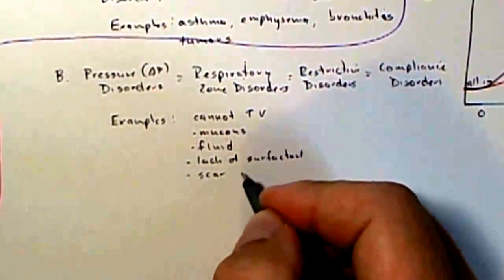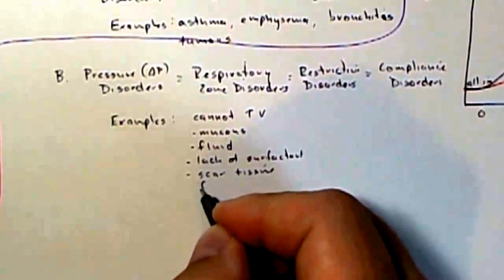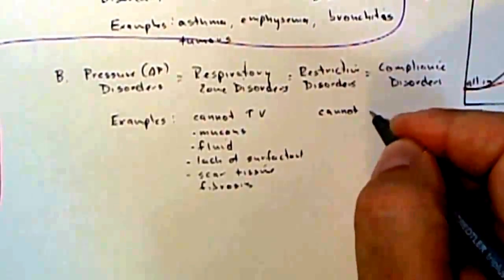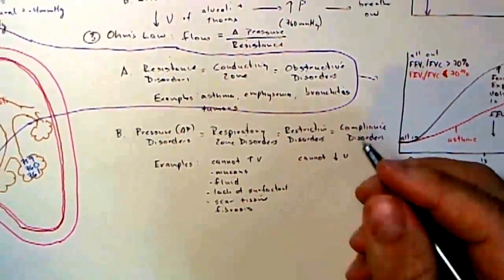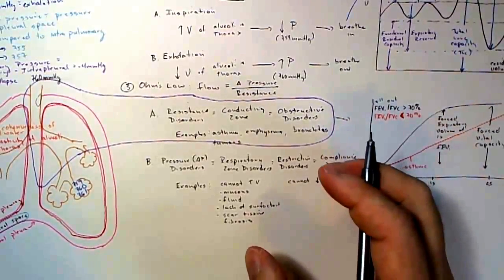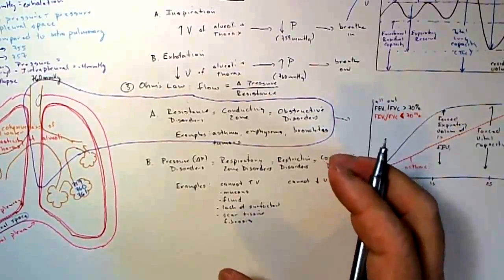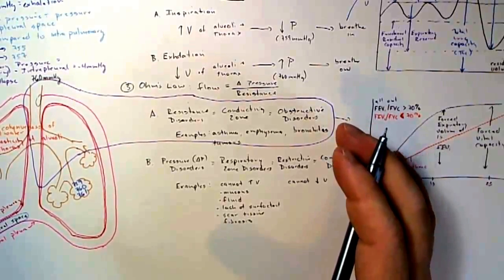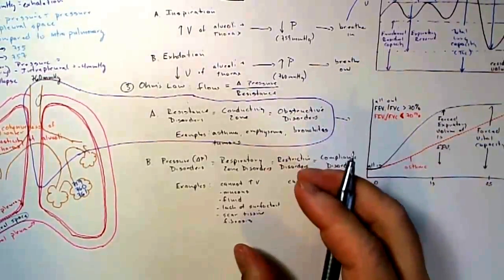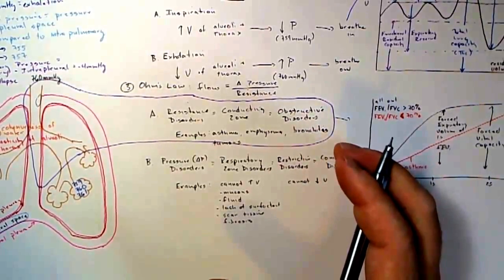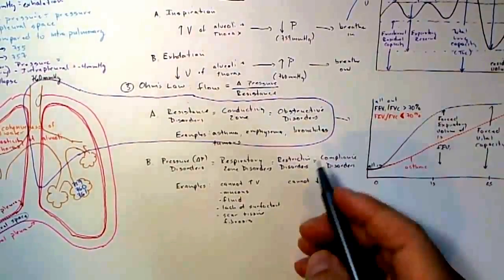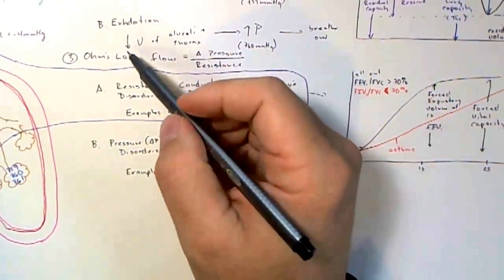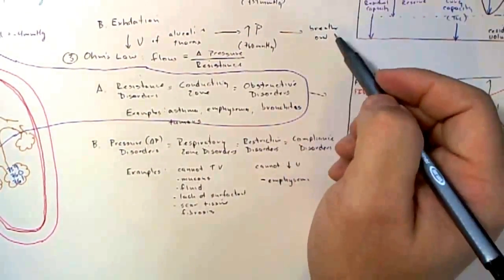Scar tissue, or another term for that would be fibrosis. You can also have a problem where we cannot decrease volume. That's specific to emphysema. In emphysema, the alveoli have lost their elastic fibers and they've popped into really large alveoli. So air will flow into the alveolus just fine, but when it comes time for exhalation and the alveolus has to kind of pop back into place because of those elastic fibers, it doesn't want to because it's lost those elastic fibers. So you cannot decrease the volume, which means you cannot increase the pressure, which means you can't breathe out.